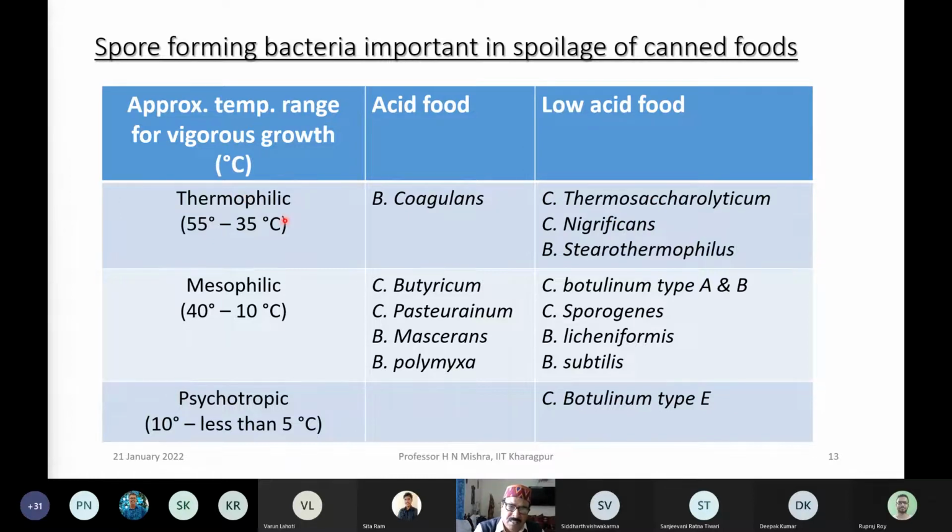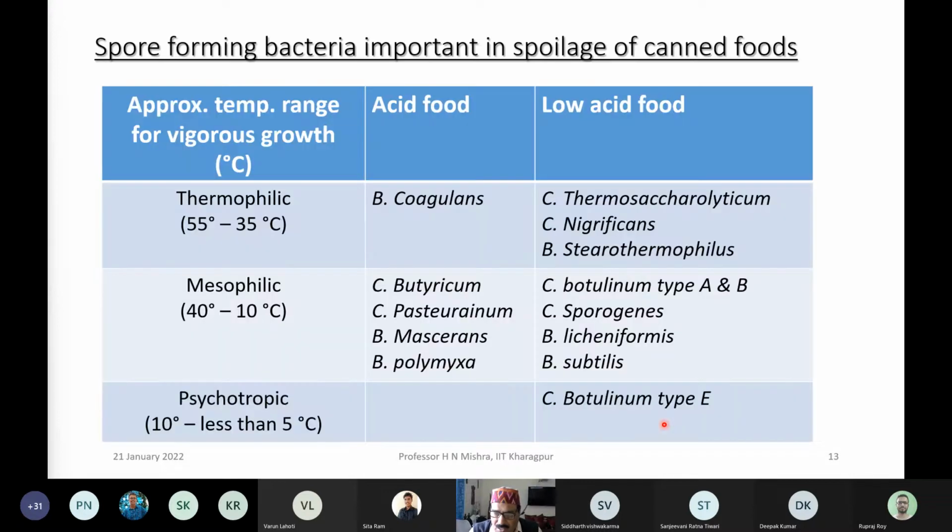If post-process conditions are maintained below this, as I told you before, if they are stored below 35, these thermophiles will not grow, so even if they are present, there is no problem. Mesophilic, in acid food, the important bacteria are Clostridium butyricum, Clostridium pasteurianum, Bacillus macerans, and Bacillus polymyxa. In low acid food, it is Clostridium botulinum A and B, Clostridium sporogenes, Bacillus licheniformis, and Bacillus subtilis. Psychrotrophic is Clostridium botulinum type E, which can manage to grow at low temperature conditions, like in a refrigerator. So they become the important bacteria for consideration.